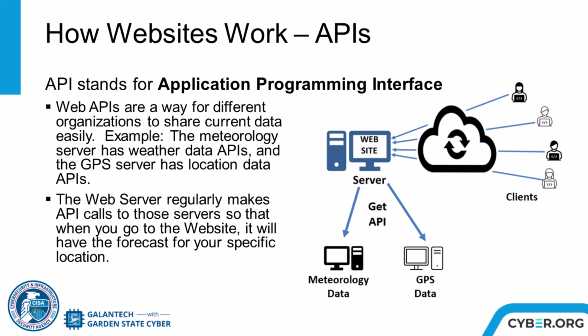An example would be the meteorology server has weather data APIs, and the GPS server has location data APIs. The web server regularly makes API calls to those servers, so that when you go to the website to check the weather, it will have the forecast for your specific location.